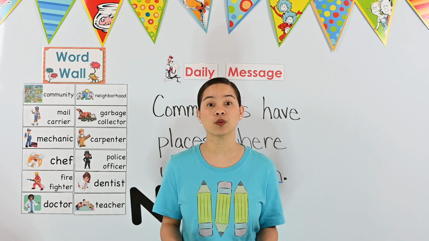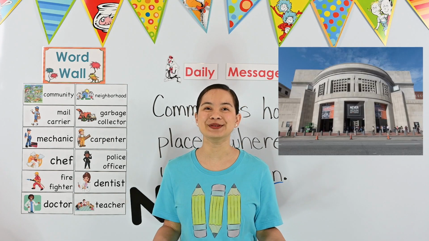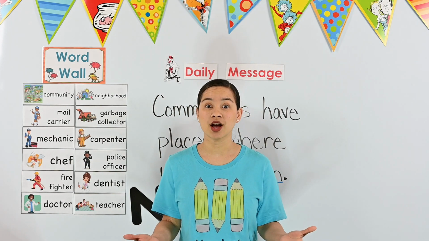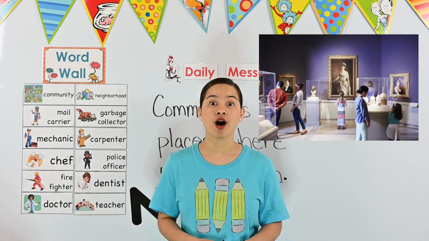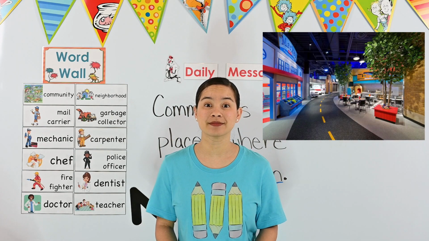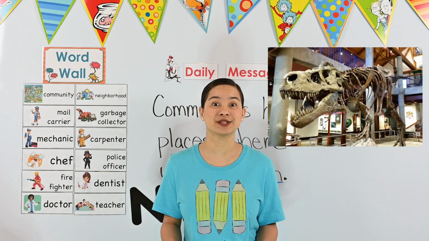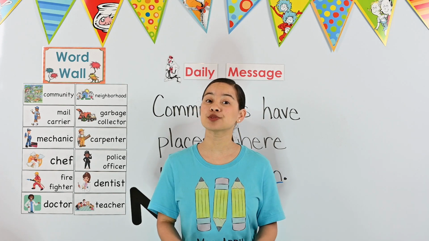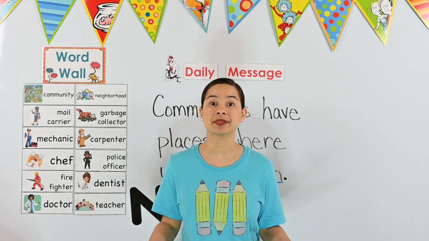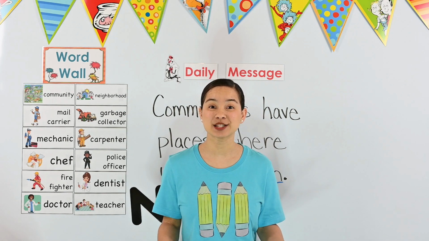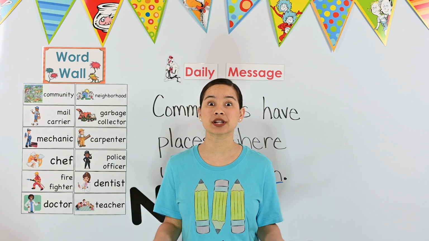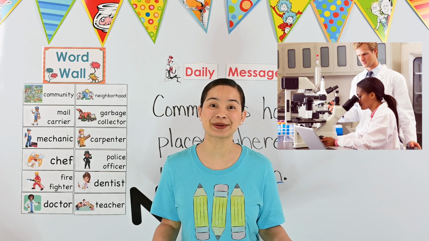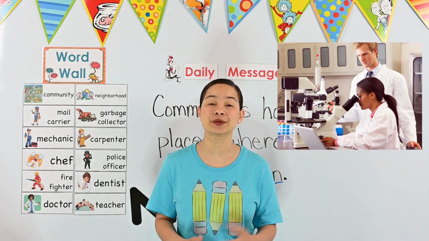Another place in our community where we can learn something is a museum. Museums are lots of fun. There may be an art museum in your community, or maybe a children's museum, or a science museum. There are lots of different types of museums, and each museum can teach you about something different. At a science museum, you can learn things that were discovered by scientists. Scientists are community helpers. They help us to learn about the world around us.